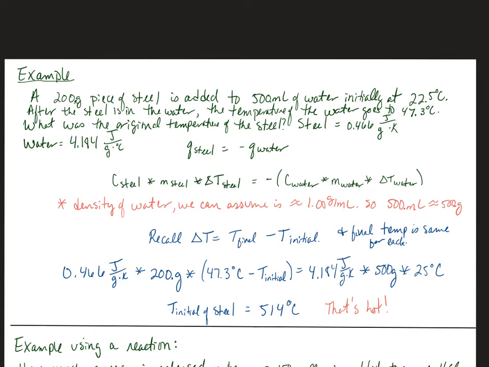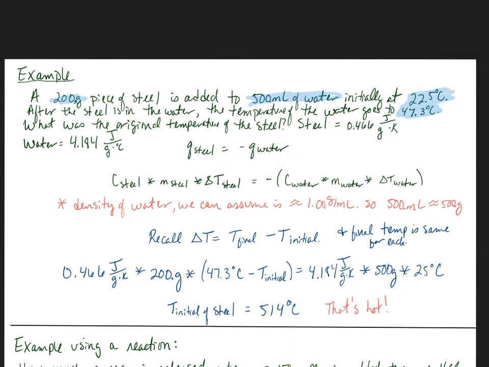So let's try some examples with this calorimetry bit. Let's say that we have a 200-gram piece of steel, and you're adding that to 500 milliliters of water. That water's initially at 22.5 degrees. After the steel's in the water, the temperature of the water goes to 47.3 degrees.